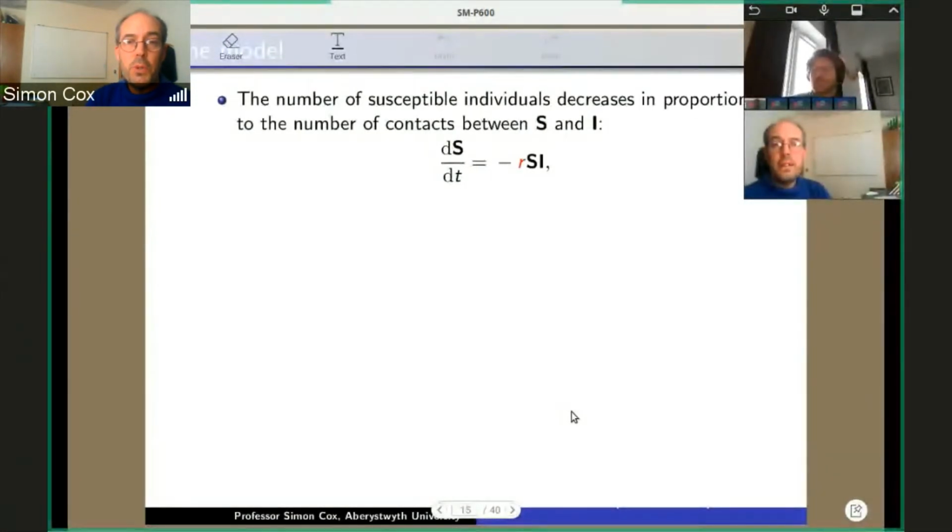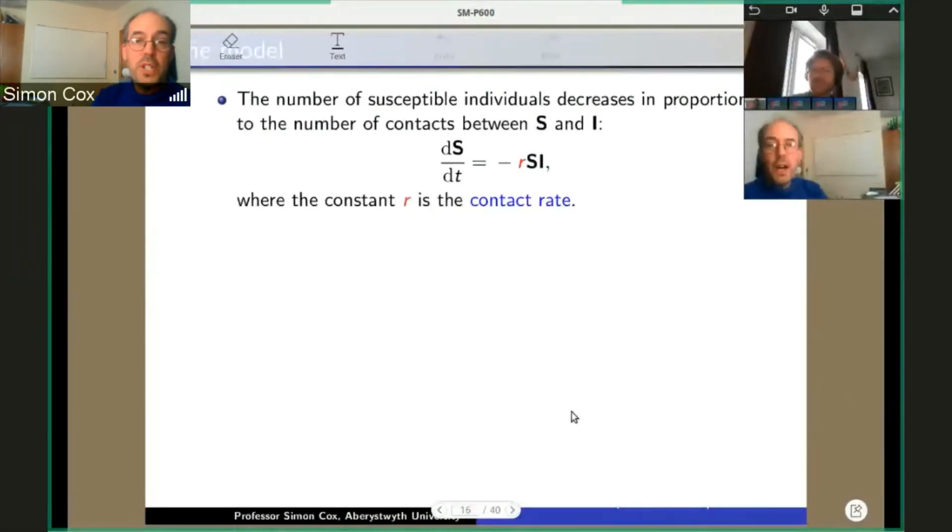And then it's proportional to S and it's proportional to I, and I take the product, and then I need some constant in there, some constant R that tells me to what extent it's proportional to the number of contacts between susceptible and infected individuals. And I call R the contact rate. So that's our first equation.